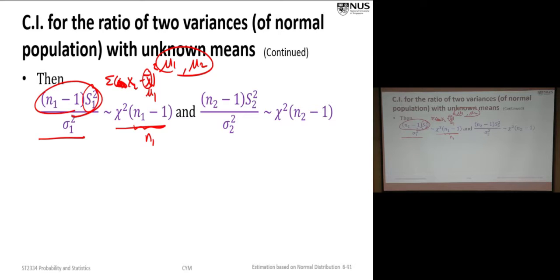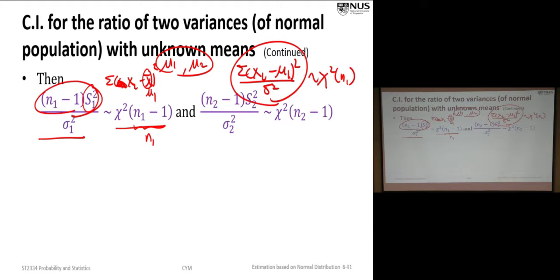Although I did not discuss it here, you have to know the idea. If mu1, mu2 are given, then I cannot use this formula. Why? Because you know mu1, mu2, you have to use this information. If you don't use it, you just estimate mu1, mu2 by x1 bar and x2 bar, which is inferior in some sense. So in that case, instead of summation xi minus x bar, you consider summation xi minus mu1 square, all over sigma square. This follows a chi-square with n1 degrees of freedom.